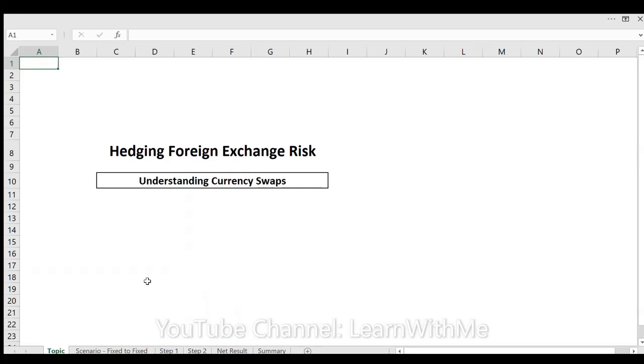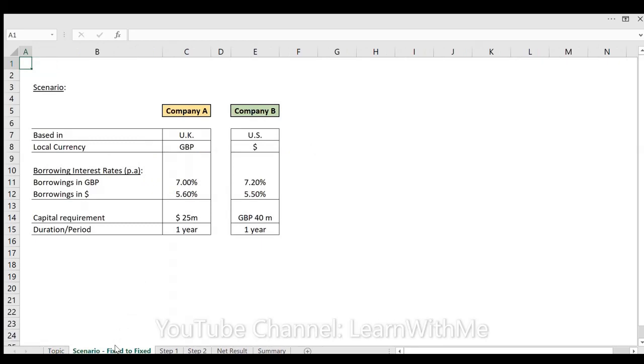We have two companies in front of us, Company A and Company B. Company A is a company which is based in the UK with its local currency being pounds, while Company B is a company which is based in the US with its local currency being US dollars. Now Company A wishes to expand its operations in US, for which it is going to have a requirement of say $25 million for a duration of 1 year.